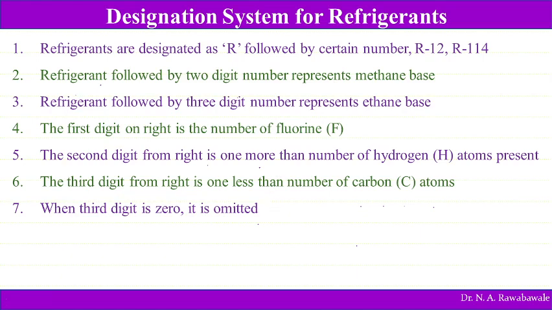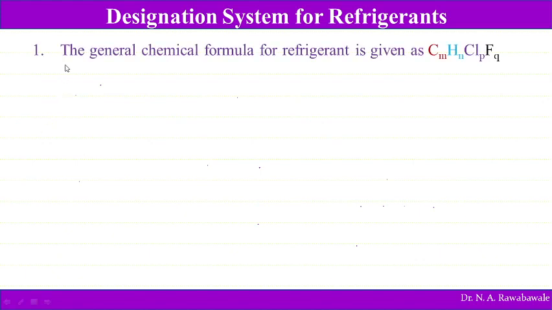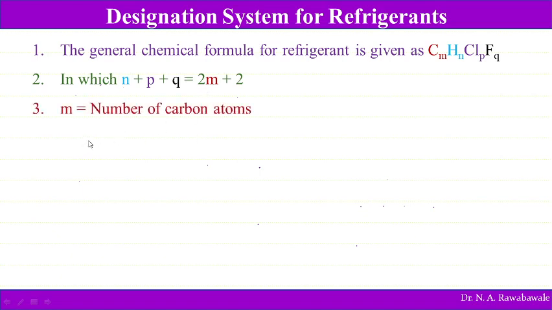We will see certain examples. The general chemical formula for a refrigerant is given as CmHnClpFq. C represents carbon, H represents hydrogen, Cl represents chlorine, and F represents fluorine. In this, n plus p plus q must be equal to 2m plus 2, where m is the number of carbon atoms. Then n is the number of hydrogen atoms.